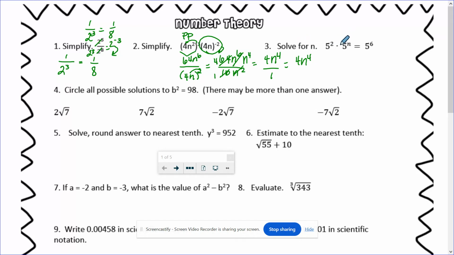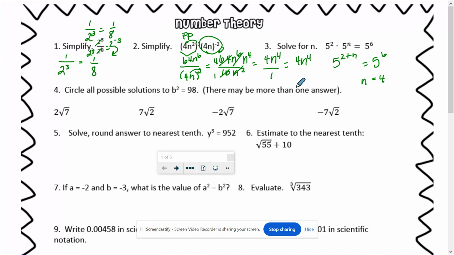So 5 to the 2nd times 5 to the n power is equal to 5 to the 6th power. So this is a multiplying variable rule. In this case, our bases are numbers. So the rule is to keep the base and add the exponents. So I need to figure out what n should be so that when I add it to 2, I get 6. So 2 plus what would give me 6? N has to be 4.